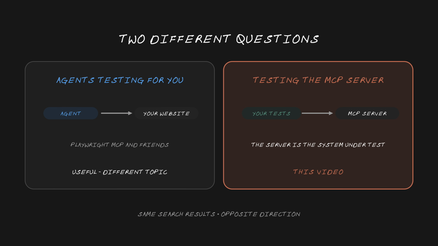Now, if you search for MCP testing today, you mostly get videos about Playwright MCP, using an agent to test your website. That's agent testing, and I'm asking the opposite question: who tests the MCP server itself? Many SDETs might think it's just a JSON API, so traditional API testing habits would transfer. But that is not 100% true, because there are 3 reasons.